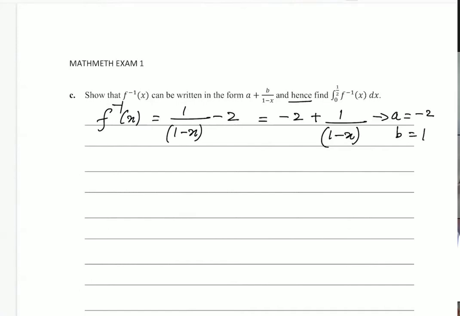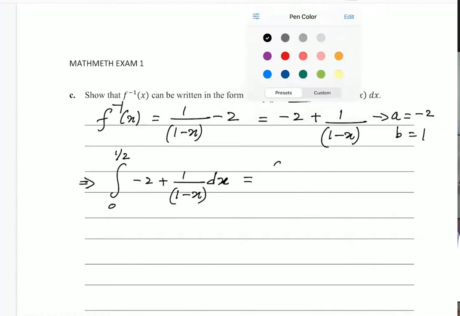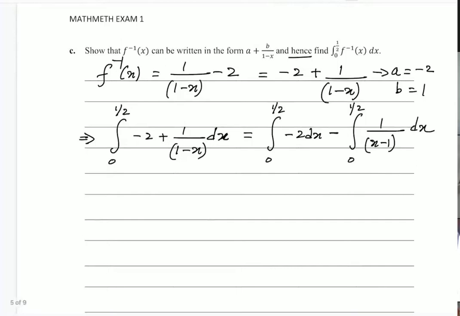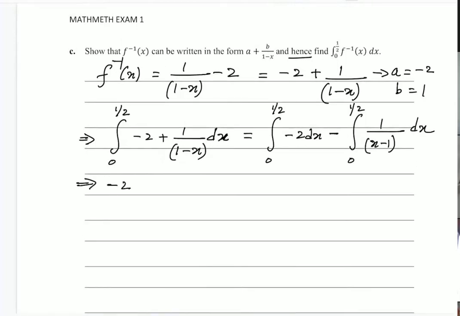Hence, find the integration of f inverse x. Okay, so integration from 0 to half of f inverse, which is minus 2 plus 1 divided by 1 minus x, dx. Then you can split this: minus 2 dx plus, or maybe you can put minus. You can be a little smart here, and write 1 minus x as x minus 1 in dx. Those things you have to do when you are doing it, right? You don't have time to decide those things in the exam. So that's why we have to go through the experience.